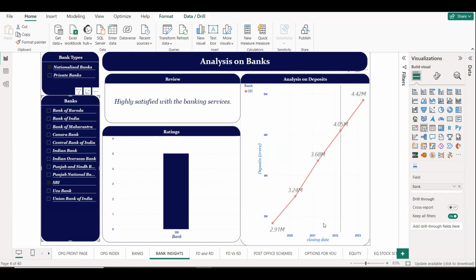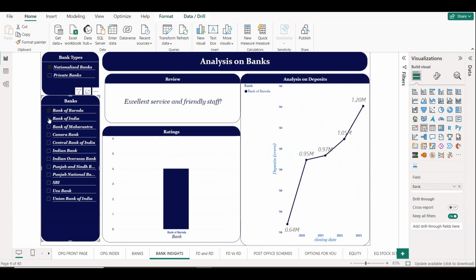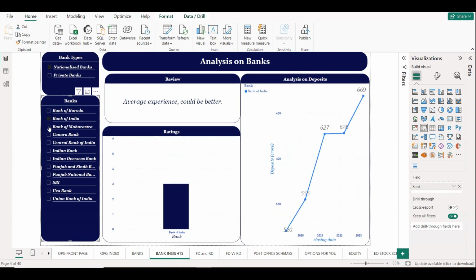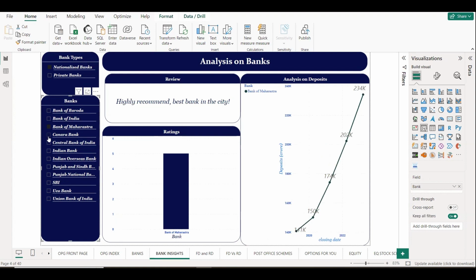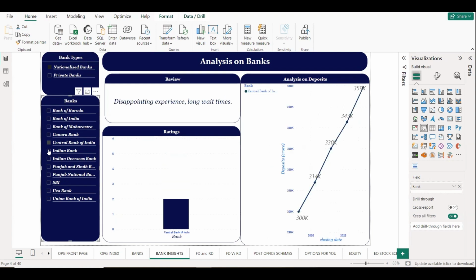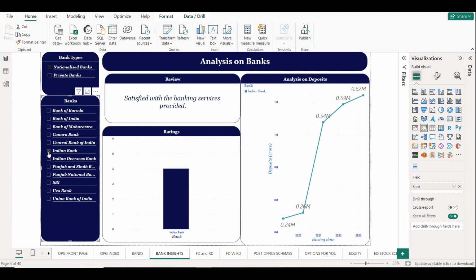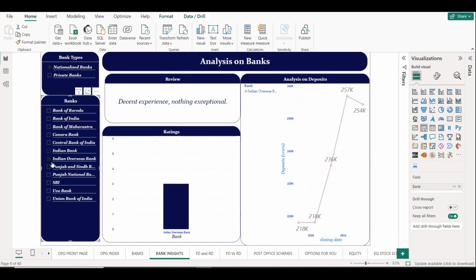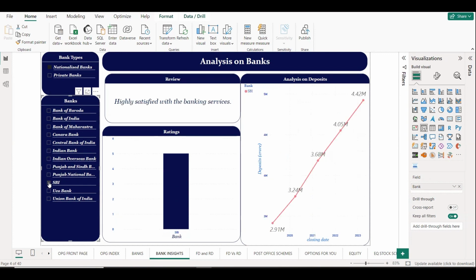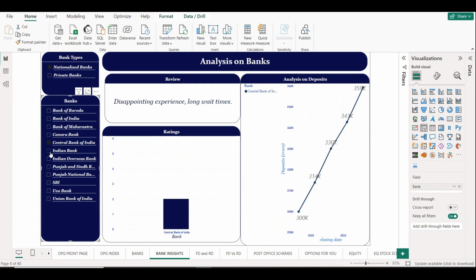So from 2020 to 2023, the deposits have been constantly rising. And I can choose different banks and see how the deposits grow. Deposits are always rising in case of banks because every individual prefers depositing in banks, and most popular banks will always keep having their deposits rising year by year. So this page lets you see the analysis here, and you can choose a bank and see the rating or a review here. This is what this page shows. So let's move on to the next page.